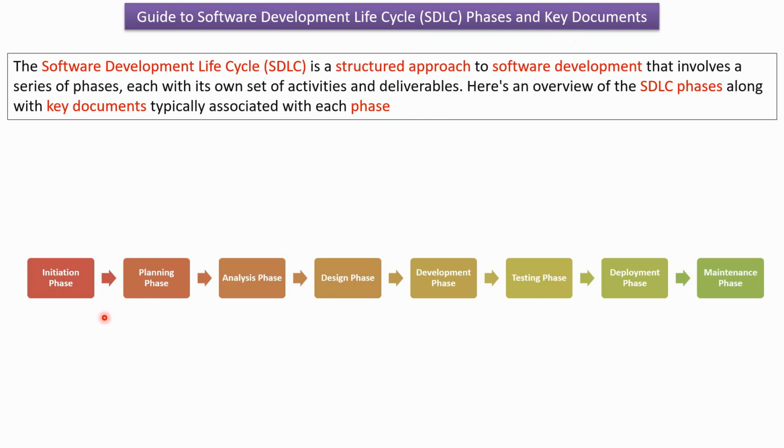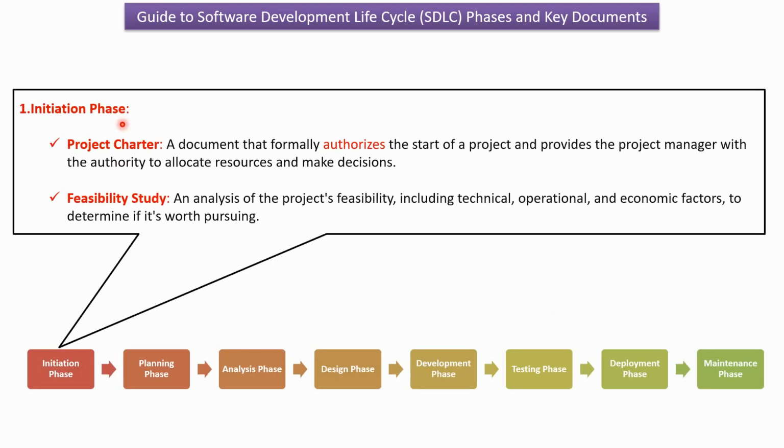And here you can see there are different phases: initiation phase, planning phase, analysis phase, design phase, development phase, testing phase, deployment phase, and maintenance phase. And each phase has key documents. We will see what they are. The first one is the initiation phase. In that, we will see what the key documents involved are.